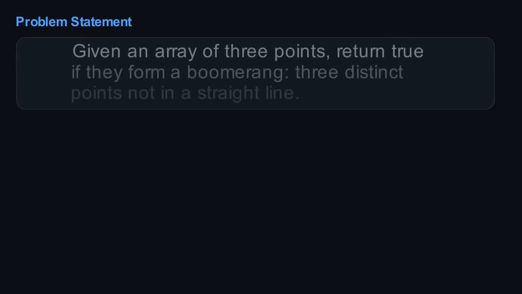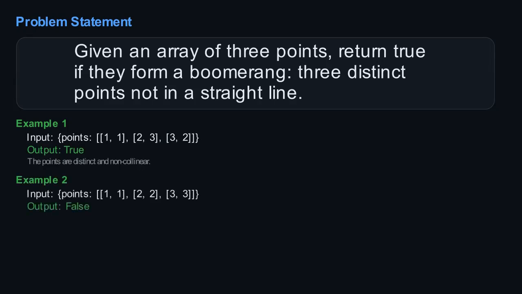You receive 3 distinct coordinates representing points. Your task is to return true if these points form a valid boomerang, meaning they are not collinear, and false otherwise. The catch is that valid boomerangs must form a triangle with non-zero area. If the points are distinct but lie on the same straight line, the answer is false. We need a robust way to distinguish between these two states without floating point ambiguity.